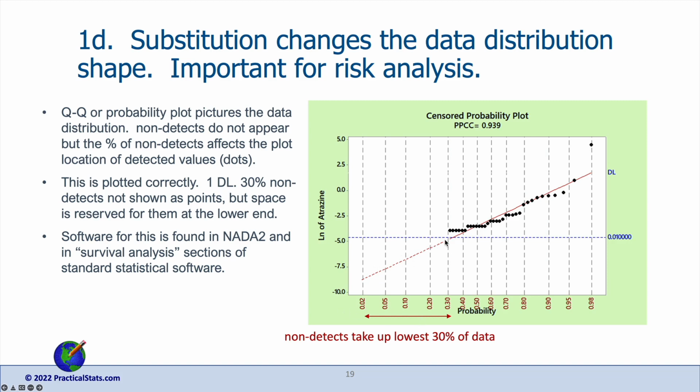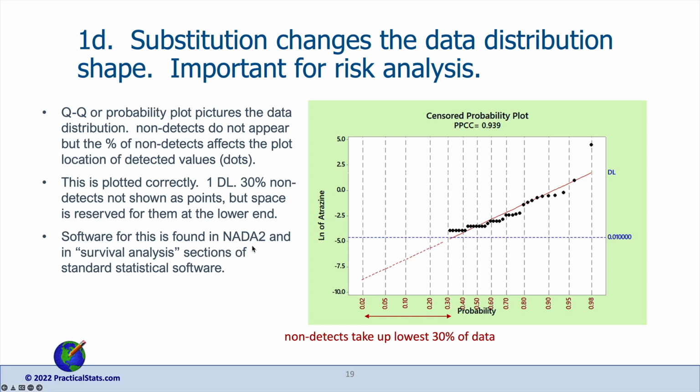So there were 30% of the data that were non-detects at the low end. So you see this first 30% going from 0 up to the 30th percentile. That 30% of the data are blank here. But the fact that they are blank reserves that space for the non-detects, meaning that these detected values are plotted at their correct percentiles. So this dot here for the lowest detected value is just slightly above the 30th percentile. It would be at the 31st or 32nd percentile. So this is the correct way to plot probability plots.